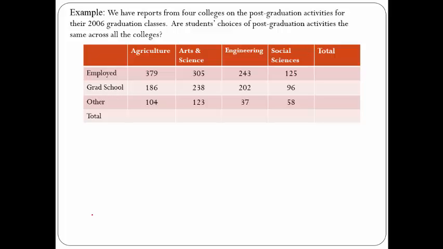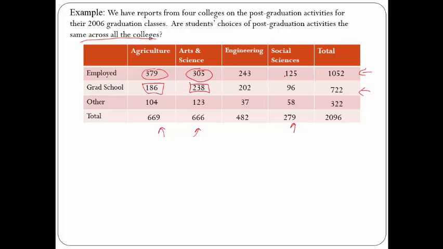One way to think about this: there's obviously a bigger number if we fill in the totals. We have 1,052 that went and got jobs, versus 722 that went back to school. But really, what we're looking for is whether the students' choices are the same across all colleges. There's the fewest number in social sciences, and agriculture and arts and sciences are about the same. So are we seeing about the same number of ag students and arts and science students getting a job right out of school? Are we seeing about the same number going to grad school?